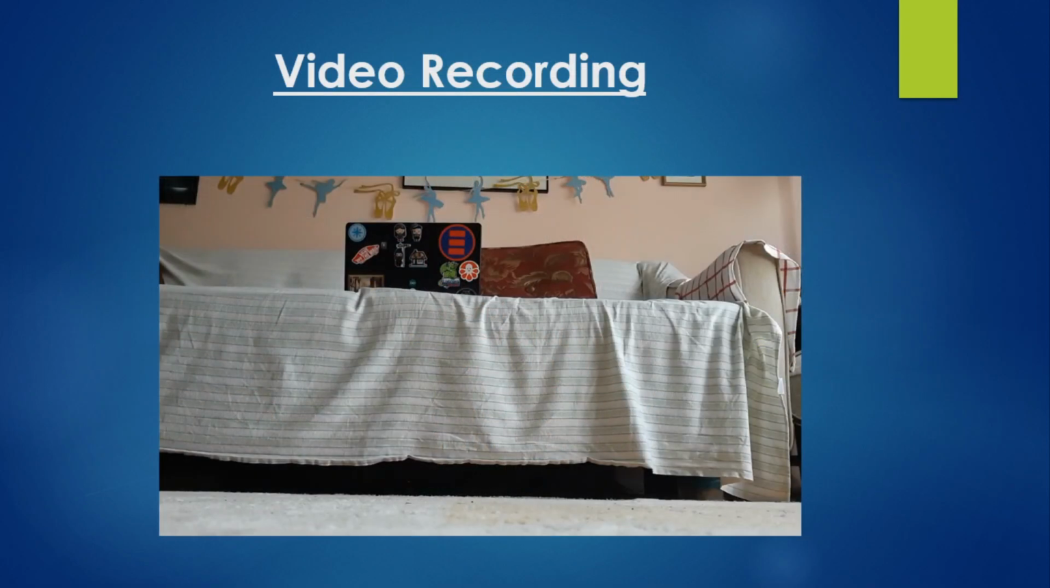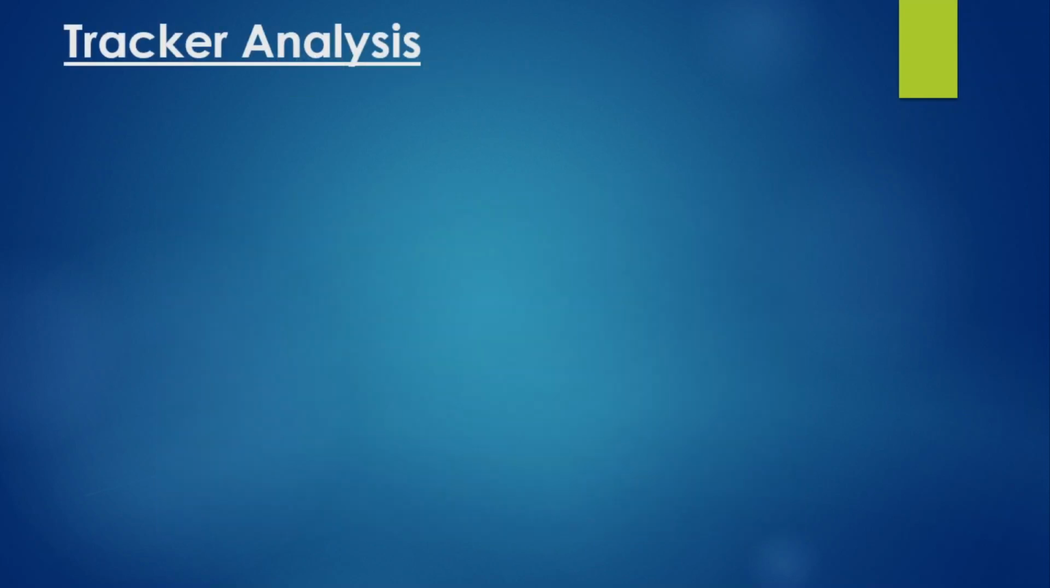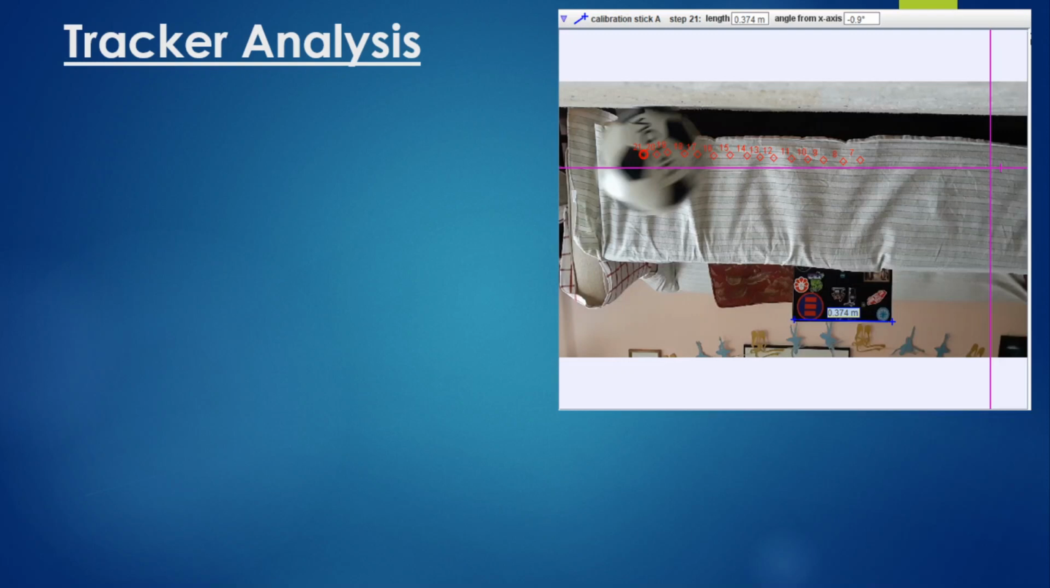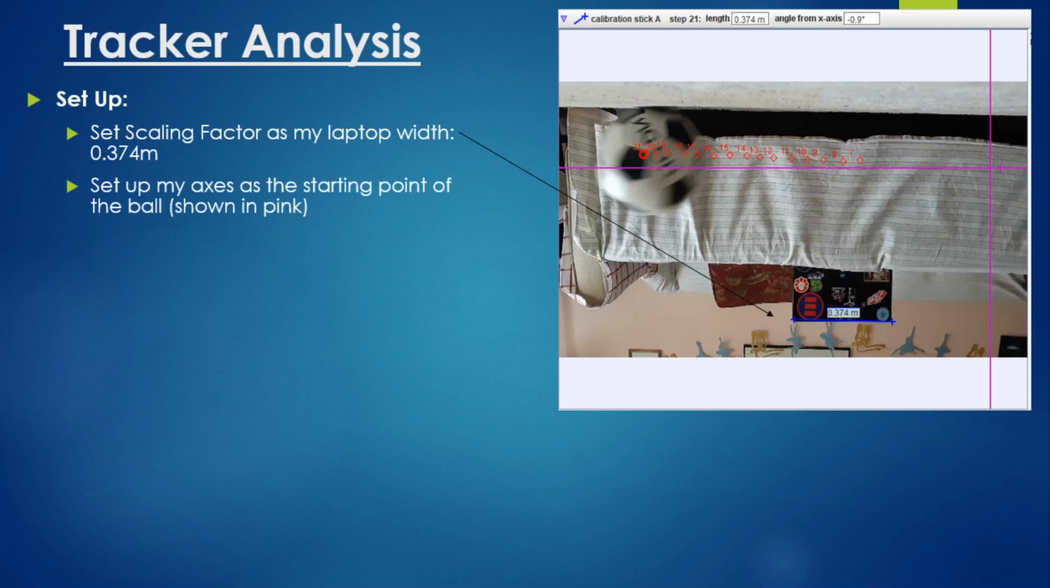So here's my video of my soccer ball. As you can see, it moves at a relatively constant velocity. I uploaded this video into Tracker. As you can see, it's upside down, but this doesn't make a difference for the analysis. And I first had to set up the conditions. So I first set up the scaling factor as my laptop width, as it can be seen here in the blue, as 0.374 meters, and set up my axes as the starting point of the ball, shown in pink.